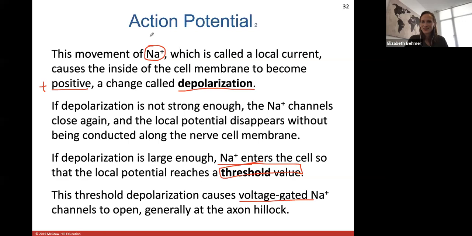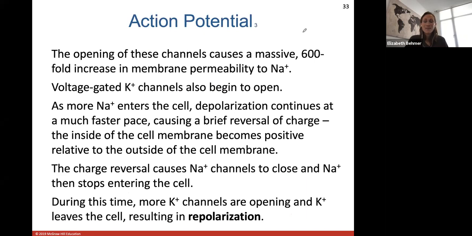And again, that's why I pointed out where that axon hillock was located. The axon hillock, again, is where the axon connects to the cell body, and the axon hillock is where a lot of these voltage-gated sodium channels will open and where depolarization starts in the neuron. The opening of these channels causes a massive 600-fold increase in membrane permeability to sodium. So that's kind of where we get an action potential.